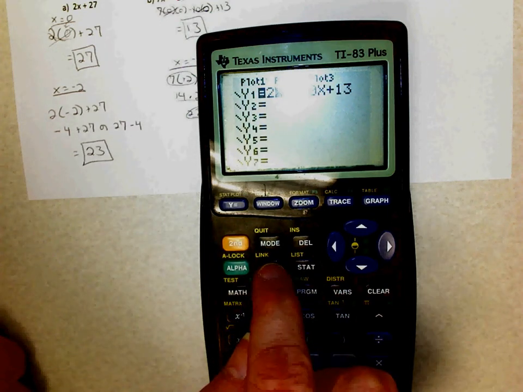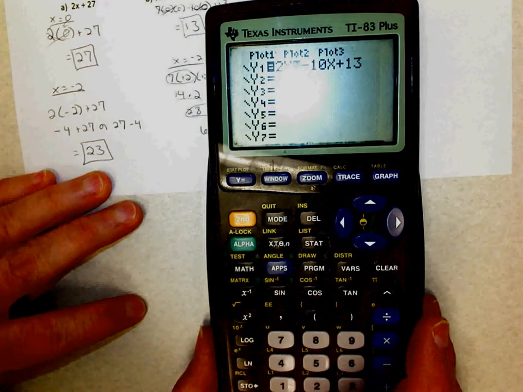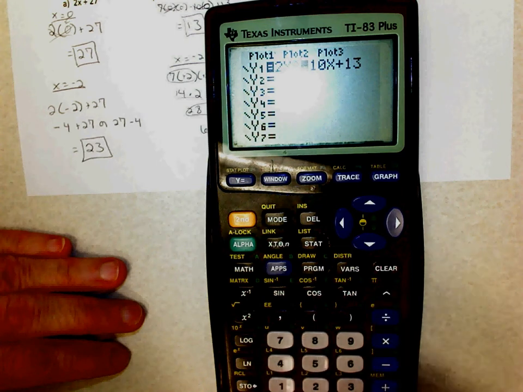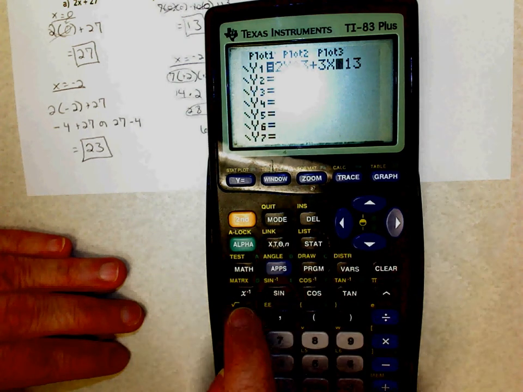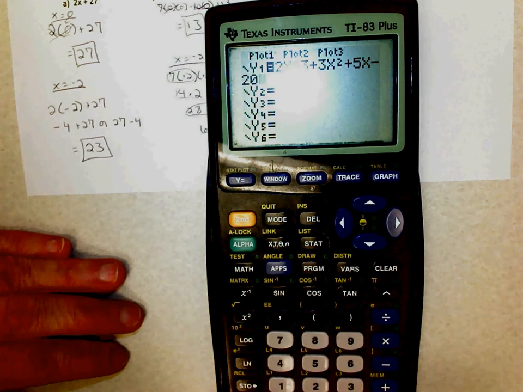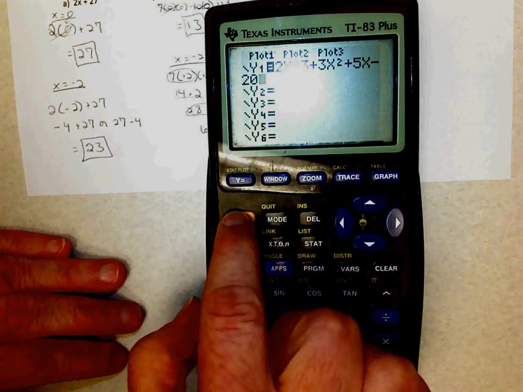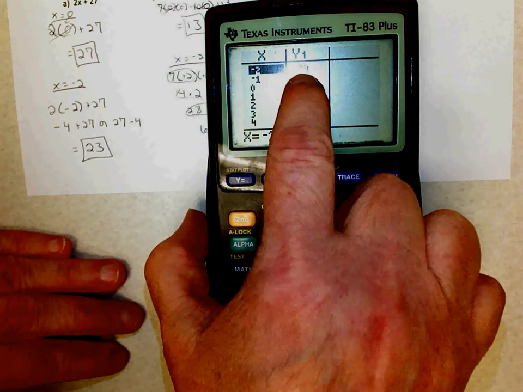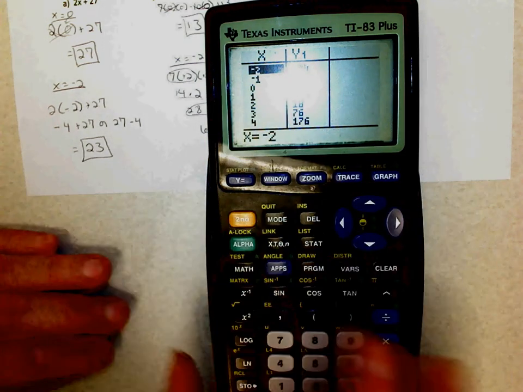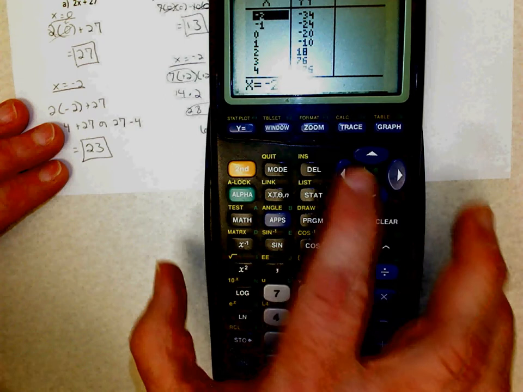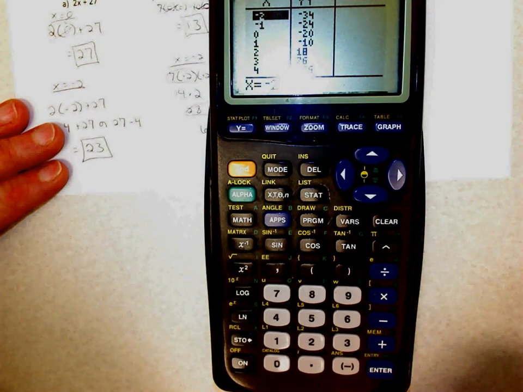2x. Now I don't have a square on this one, I have a caret. This is called a caret. So caret 3 plus 3x squared plus 5x minus 20. And again, second graph. At negative 2 it's negative 31. At 0 it's negative 20. And you can't see that. There we go. At negative 2 it's negative 34. At 0 it's negative 20.